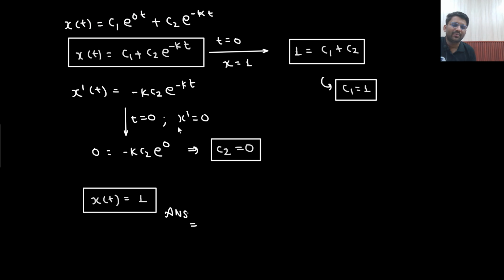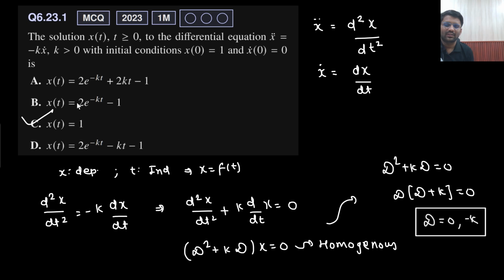But sir, when I differentiate and put t equals to 0, I am getting the c2 value 0. So if c2 is 0, then c1 is coming out to be 1. Answer is 1 only. So option C is correct. Just keep on going in the question.